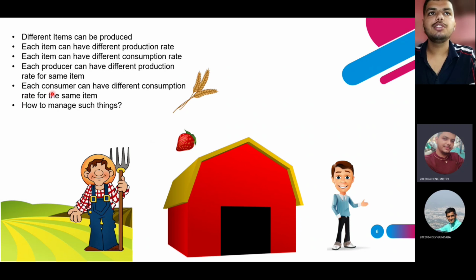And similarly, each consumer can have a different consumption rate for the same item. Someone likes to eat strawberries much, so he can consume the strawberries faster. Then another customer would like to eat both, like he likes to eat strawberries as well as wheat. So you can see that each consumer can have a different consumption rate for the same item. So this is somewhat more complex than the scenario we were looking at, and how to manage such things, that is the producer consumer problem. So you can have an idea of how complex the problem is.